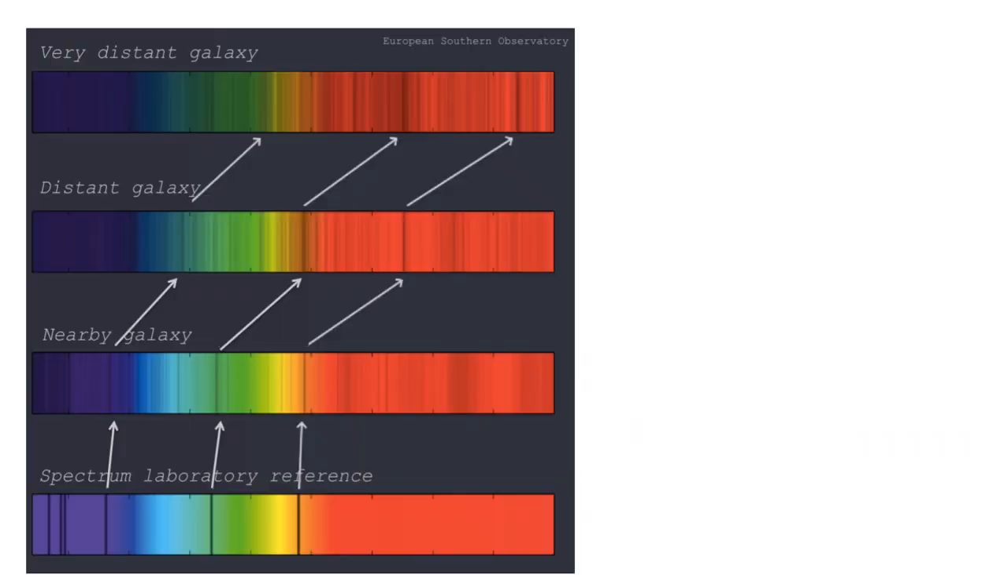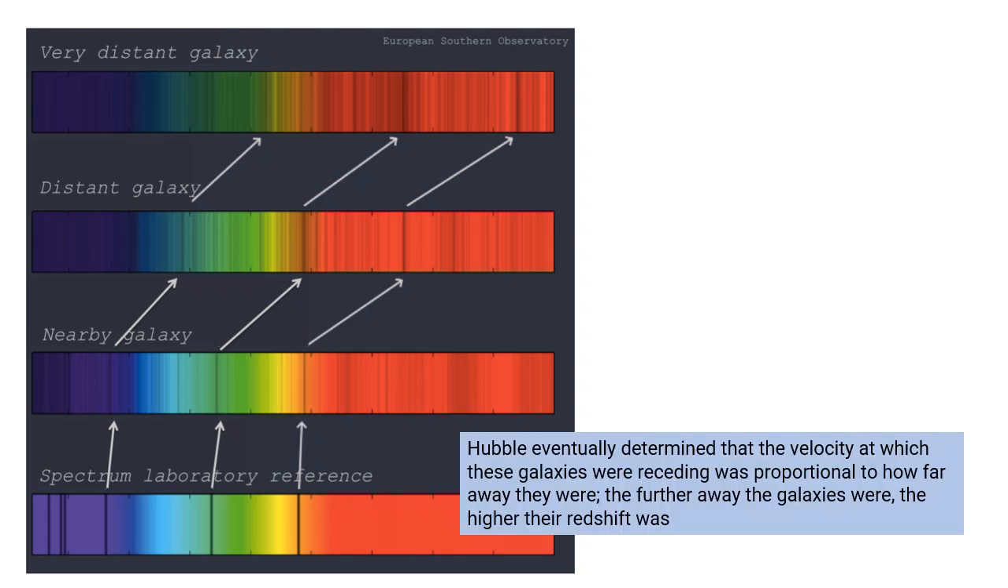So if you look at the redshift, can you see that the very distant galaxies, the arrows are now going towards the red end? If you look at the spectrum laboratory reference, you can see that the lines are now redshifted, meaning the wavelength is now longer, shifted to the right. So Hubble eventually determined that the velocity at which these galaxies are receding was proportional to how far away they were. The further away the galaxies, the higher their redshift was.